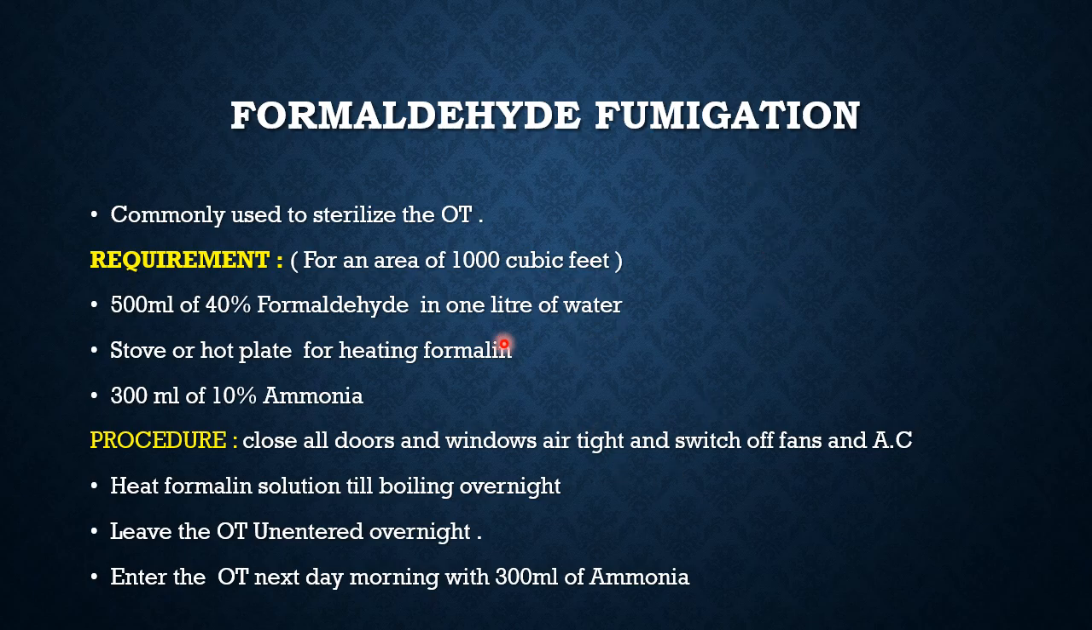So let us study in detail the procedure of formaldehyde fumigation. How do we do that? It is commonly used to sterilize the OT. As I told, it's mostly used in operation theaters, laboratories, biological safety cabinets or other areas which require a high level of sterility. What we require to perform fumigation for an area of 1000 cubic feet is 500 ml of 40% formaldehyde in 1 liter of water, a stove or hot plate for heating formalin, and then 300 ml of 10% ammonia. So this is what is required.